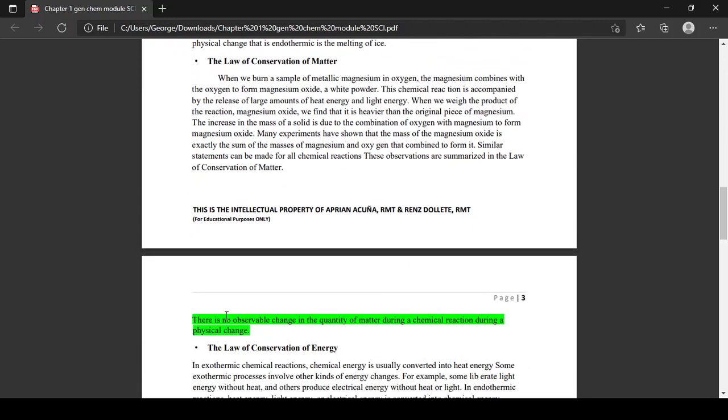Therefore, kids, again, the statement: there is no observable change in the quantity of matter when you have a chemical reaction or during a physical change. Kids, what it was before combining is the same after combining. It only produced a different appearance. But kids, its quantity is still the same, and that is the law of conservation of matter.